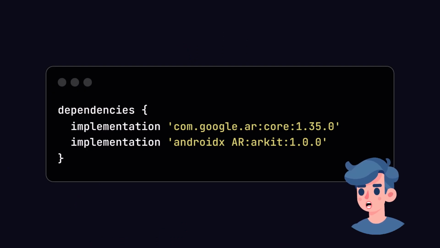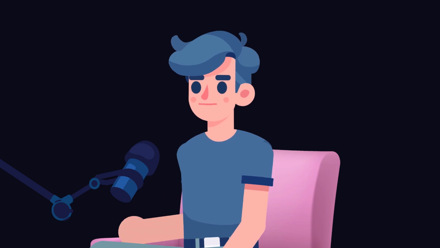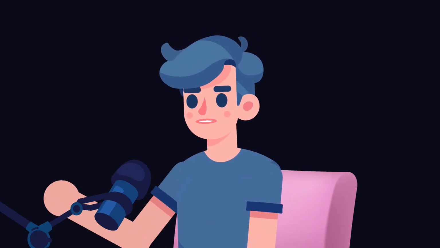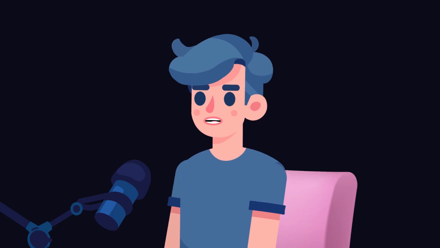Next, let's add dependencies that will allow us to utilize ARCore in our application. Open the build.gradle module file and add the following dependencies. Sync your project by clicking Sync Now in the notification bar. This will download the necessary dependencies and configure your project.